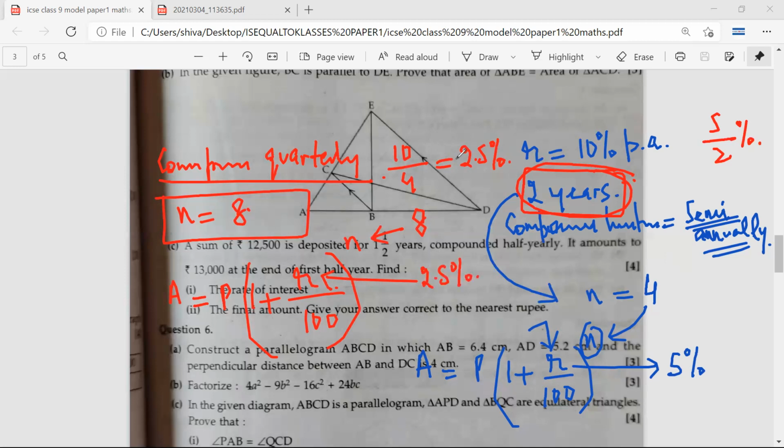So basically what I'm trying to tell you is that this n should match with this rate of interest, and these two are basically decided by your compounding interval. Any doubt? No, sir.